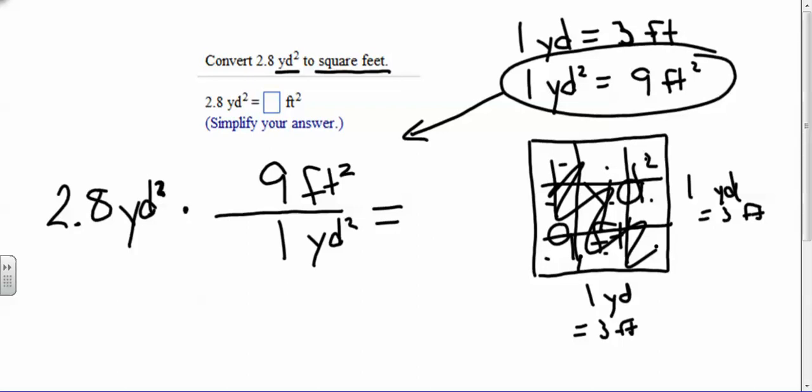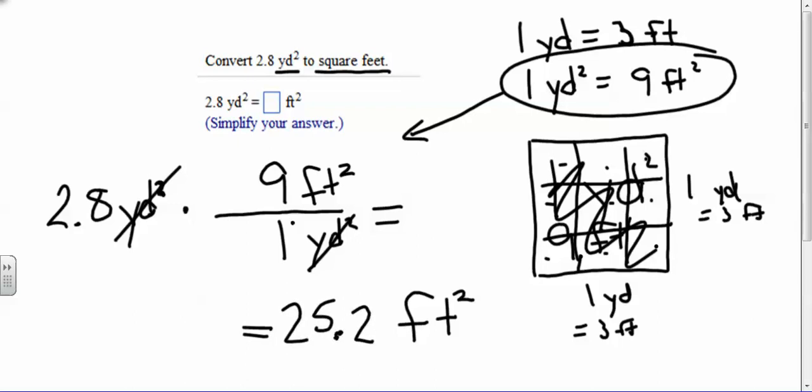So then when you multiply 2.8 times that form of 1, the units of square yards will divide out, and the unit of square feet would remain in the numerator. And then it just becomes a matter of multiplying. So this would be 2.8 times 9, and then you divide that by 1. There's a 1 in the denominator, which is not going to change it. So it looks like we have 25.2 square feet.